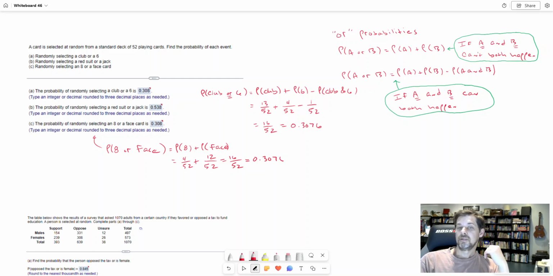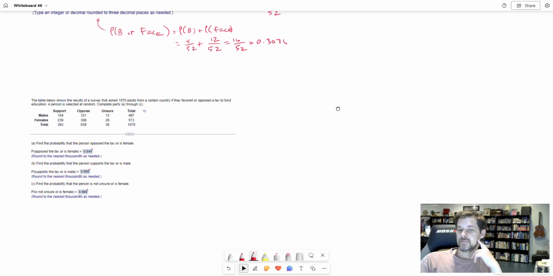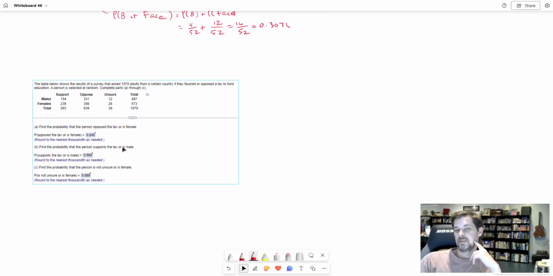All right, so let's look at this other problem, which also deals with OR probabilities. The way this is given to me is that there's a group of people, some males, some females. Some of them support something, some of them oppose something, and some of them aren't sure how they feel. We can look at this the same way because it's again asking for an OR probability. Say you pick somebody out of the group at random and they oppose the tax, or they're female.